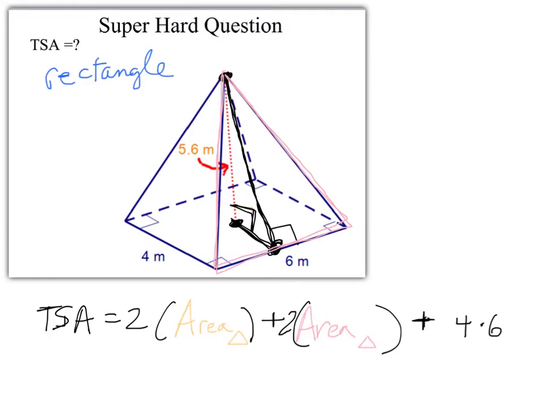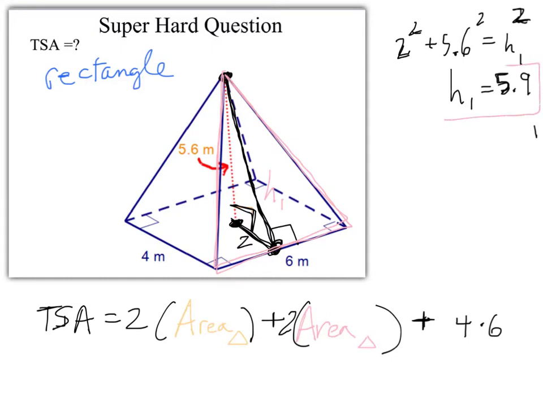So once I know the base is 6, I'm looking for this height. And again, to find this height, I'd have to use the Pythagorean theorem. I know this is 5.6. How long is this? Well, if this side is 4, this side should then be 2. And then this pink height, I'll call this h sub 1, I could find using Pythag. Do it out, I think you'll get 5.9 as the height of the pink triangle. Okay, that's nice, but we still need to find the area of the peach triangle.